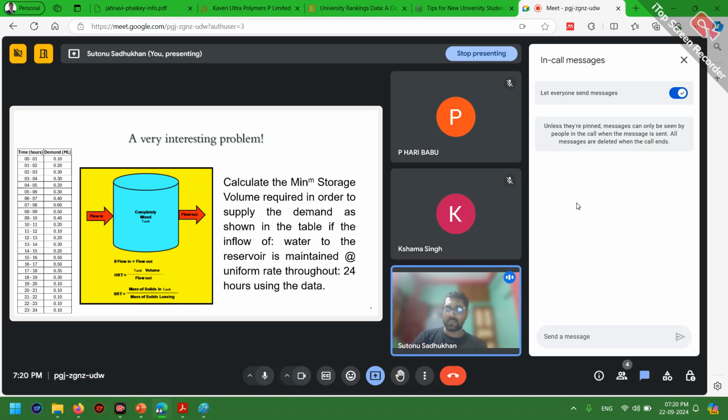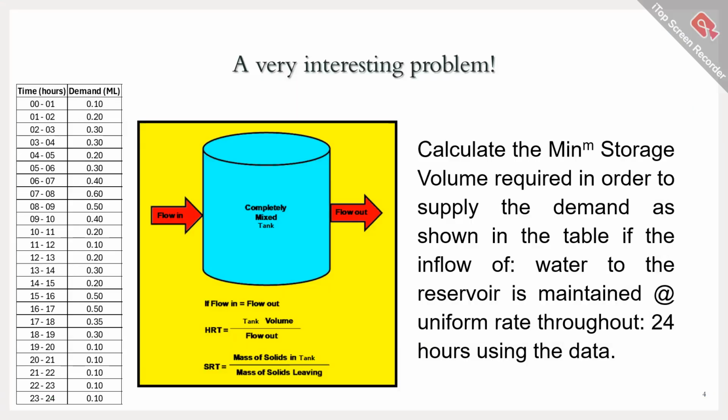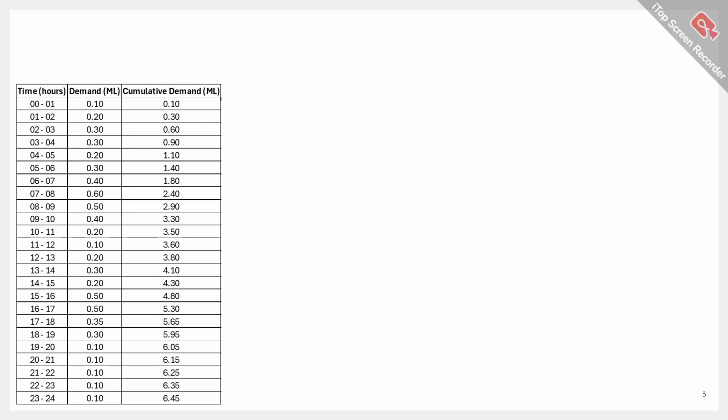Okay, I guess I should start solving the problem. So let's start. First of all, the detailed solution goes this way. We have to first calculate the cumulative demand in the same unit, that is megaliters or million liters. If the first hour's demand is 0.1, then the cumulative demand of the first hour is 0.1. Then the second hour's demand is 0.2. That means the second hour's cumulative demand will be the first hour's demand plus the second hour's demand, so 0.1 plus 0.2, that means 0.3. This will be the cumulative demand of the second hour.